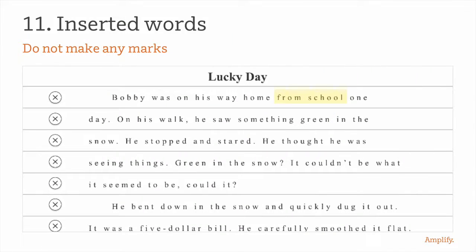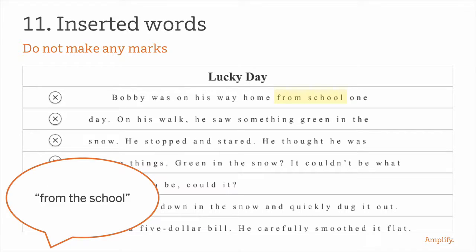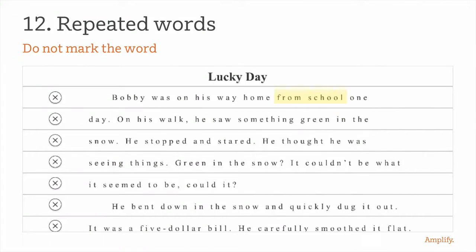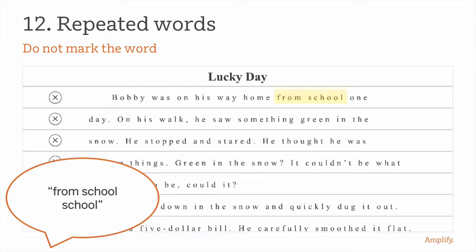Inserted words. If a student inserts a word that is not in the text, do not make any marks. For example, if a student inserts the word the and reads from the school rather than from school, do not mark anything incorrect. Repeated words. If a student repeats a word but pronounces it correctly, it is not scored incorrect. It is treated like an insertion. For example, if a student reads from school, school, do not mark the word school incorrect.